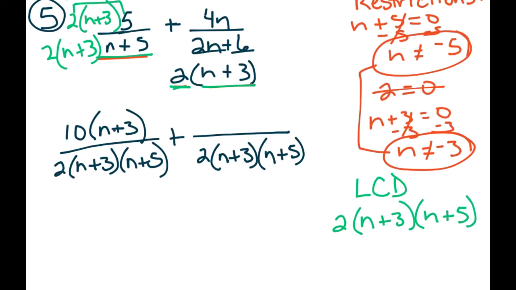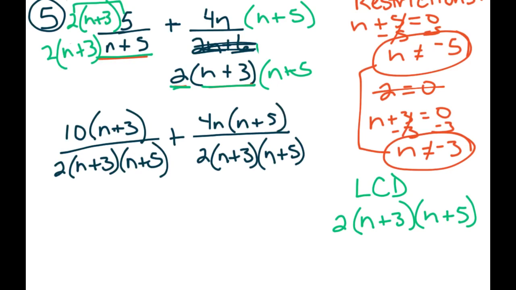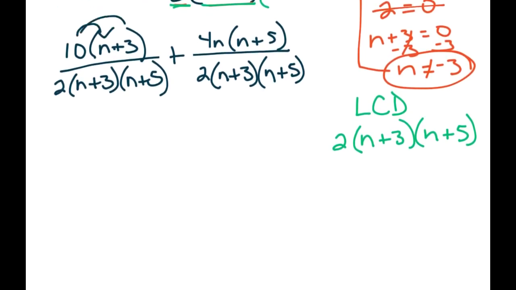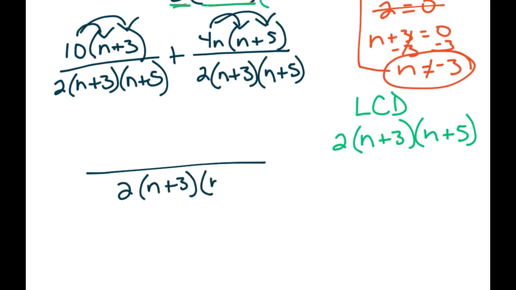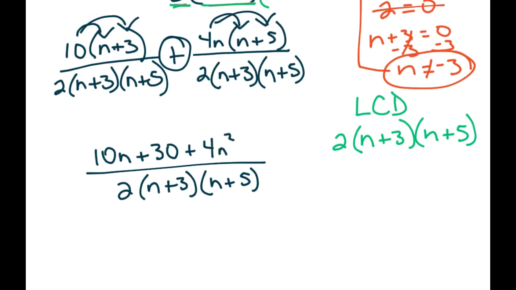And over here, I had to multiply the bottom by n plus 5, so I need to multiply the top by n plus 5. 4n times n plus 5. Okay, now to be able to add, I'm going to go ahead and distribute these on both sides. So I'm going to write my denominator once, n plus 3, n plus 5, and I get 10n plus 30. Since this is a positive, I don't really need to distribute the plus 3 because it's not going to change anything. So 4n times n is 4n squared, and 4n times positive 5 is 20n.